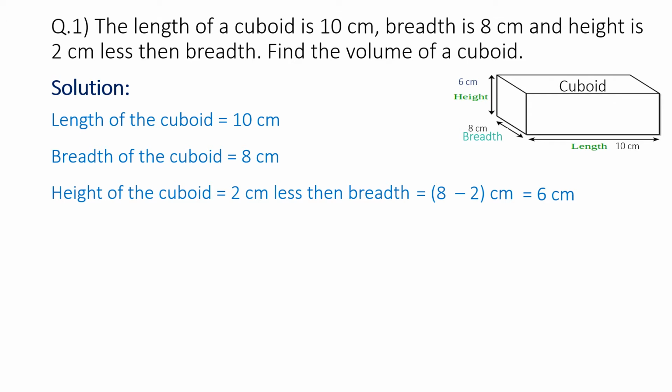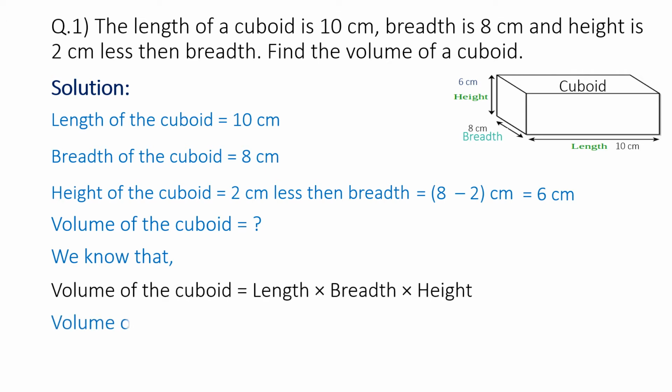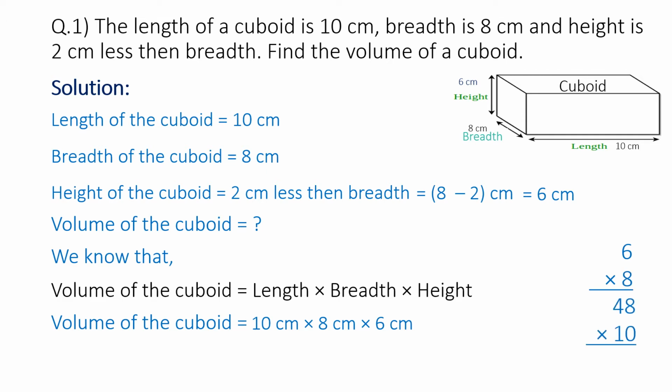And if we know the length, breadth and height of the cuboid, we can easily find the volume of the cuboid. And we know that volume of the cuboid is equal to length multiplied by breadth multiplied by height. Now put the value. 10 cm multiplied by 8 cm multiplied by 6 cm. Now do the multiplication. 8 sixes are 48 and 48 multiplied by 10 is equal to 480. So volume of the cuboid is 480 cubic centimeter.